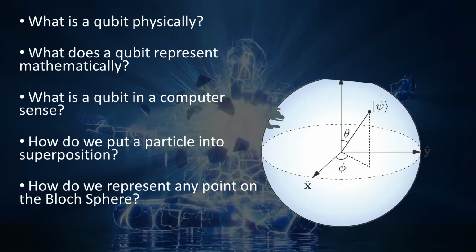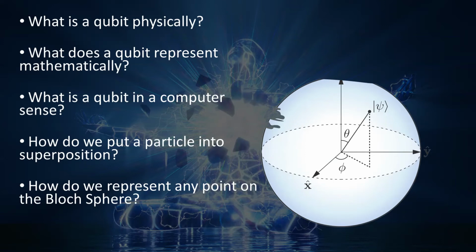How do we put a particle into superposition? Physically, we send a microwave burst of various duration and intensity. Mathematically, we just apply a Hadamard gate. And I'll talk about this later, but if you see the equator on that graphic, that's what superposition is. It has an equal chance of going to 0 or 1 when it's measured.